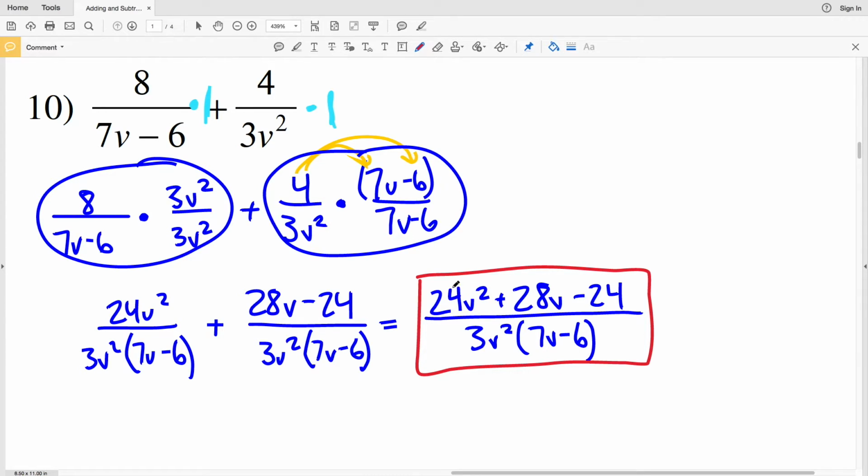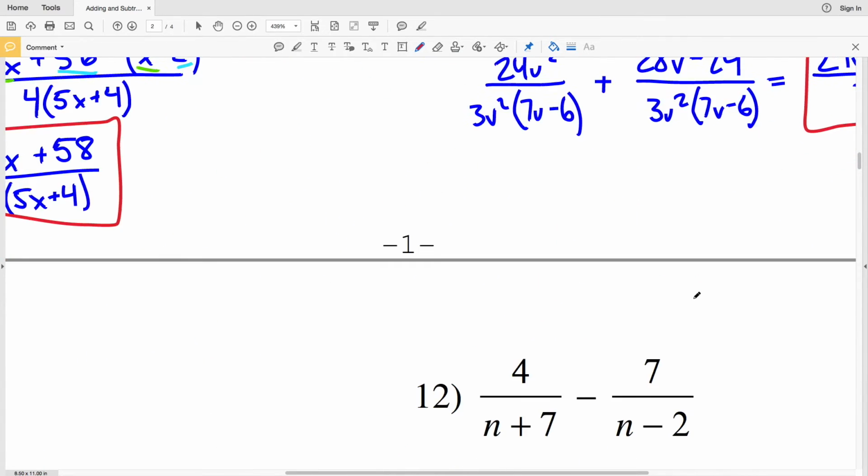Now I know that 24, 28, and 24 have a number in common, so if you want to simplify those, feel free to do that by pulling out a 4 and writing it as 4 times 6v squared plus 7v minus 6. However, it's not necessary for this worksheet. Let's continue on to the second page.